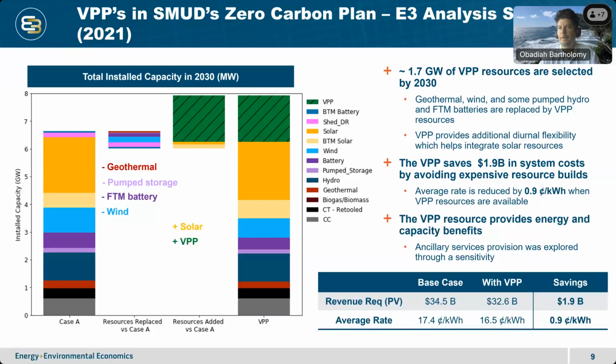there were about 1.7 gigawatts of VPP resources that were selected in the RESOLVE modeling to meet our 2030 need. We displaced geothermal, wind, and some pumped hydro and front-of-meter batteries with the VPP resources, which was interesting. I'll talk about how that was in a second here. Well, actually, I'll just mention it now.